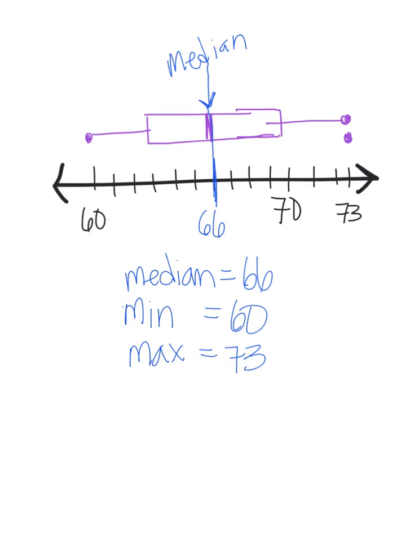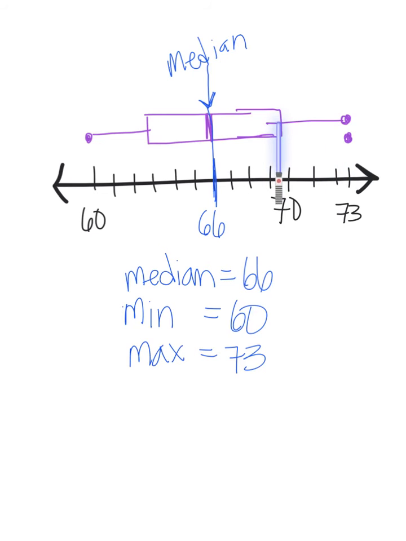This extra dot right here, just go ahead and ignore it. This app wouldn't let me erase that little dot, but I just moved it up so it could be even. So we have our minimum at the beginning, or at the end of one of our whiskers, and our max, which is the end of the other whisker.